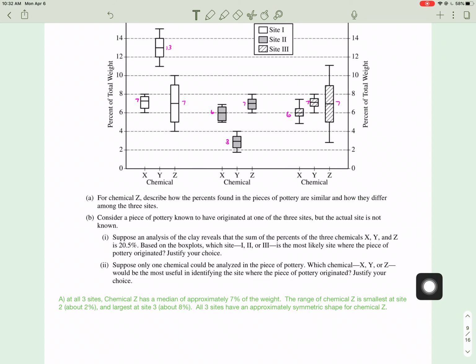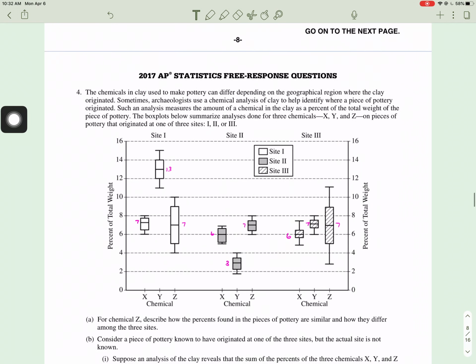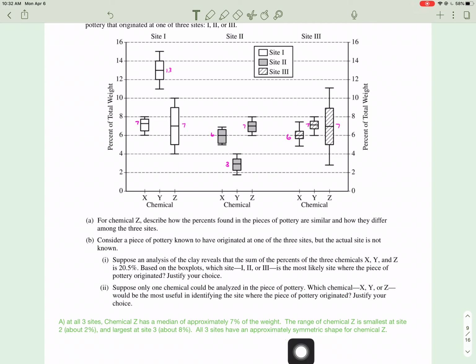The range of chemical Z is smallest at site 2, about 2%, and largest at site 3, which I said went from about 3 to 11, so that's about 8%. Now, I didn't say all 3. You could say all 3, but you should quantify it with values, right? Don't just say it's smallest at 2 and largest at 3. Be more specific. We have the data right there. And then I said all 3 sites have an approximately symmetrical shape for chemical Z, right? Symmetry, symmetry, symmetry. I'm not going to say normal because we don't know that, but I can say symmetrical.